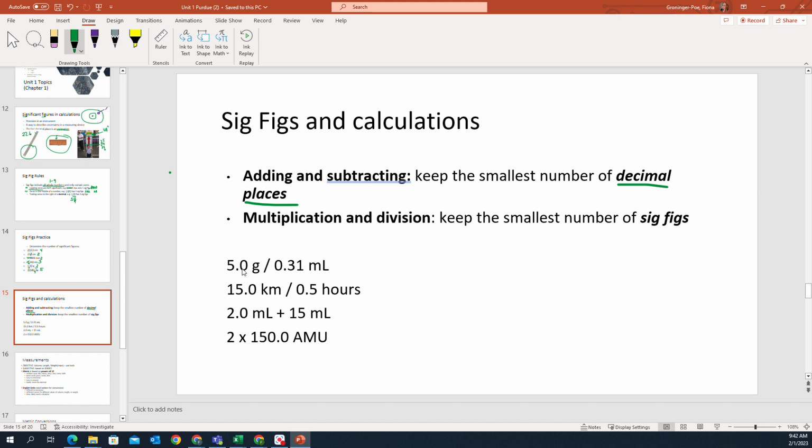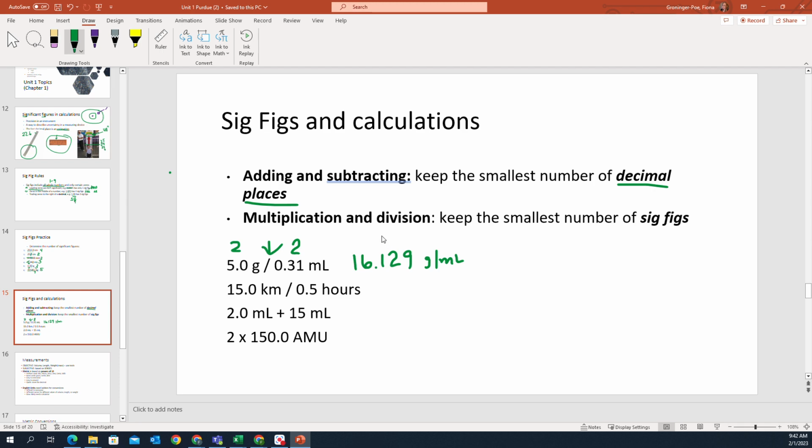So in 5.0 grams divided by 0.31 milliliters, we're going to get a density type problem here. We see that this is division, so we're going to count sig figs in each. We've got 2 sig figs in 5.0, and lo and behold, we've got 2 sig figs in 0.31 milliliters. So our answer should have 2 sig figs. When we do this math, you're going to end up with 16.129. That is too precise for the values that we were given, and that would be units of grams per milliliter. So we only want to keep 2 sig figs in the answer.